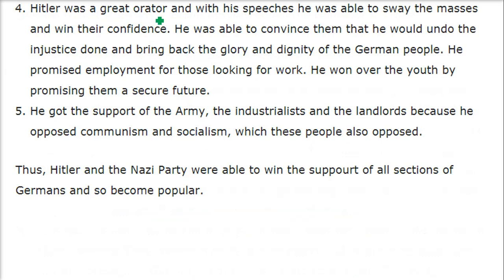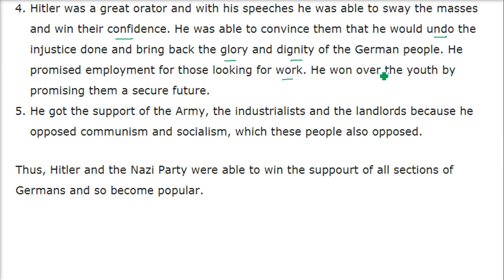Hitler was a great orator. He had a very good personality, not physically, but as a whole. With his speeches, he was able to sway the masses and win their confidence. He was able to convince them with his words and the way he conveyed certain messages, that he would actually undo the injustice being done to the German people, and he would bring back the glory and the dignity of the Germans. So he promised employment for those looking for work.